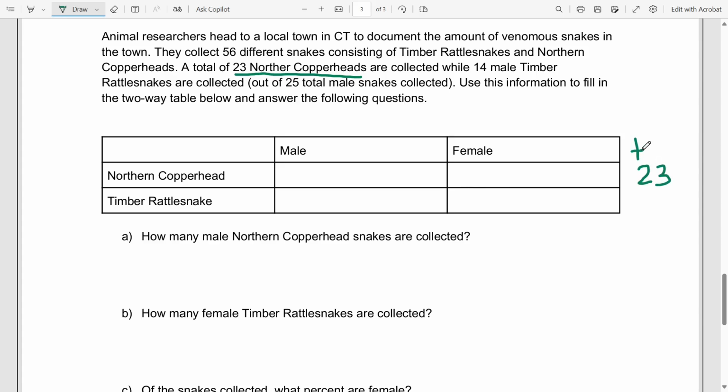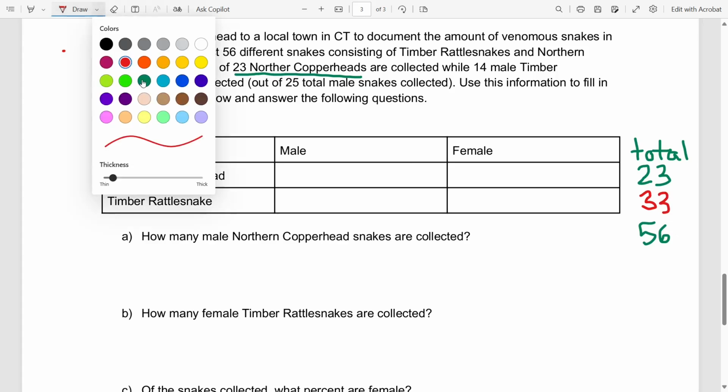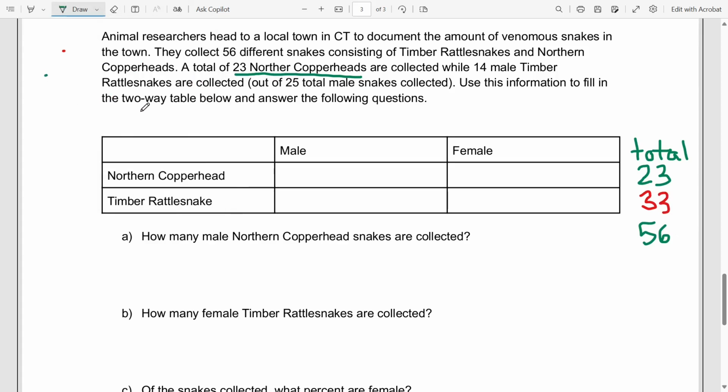Let's make another column over here, and that's going to help us fill this out. And then the total is going to be 56. So 56 minus 23, that's going to give us 33 timber rattlesnakes in total. All right, so 23 northern copperheads are collected. We filled that out. And the 14 male timber rattlesnakes are collected.